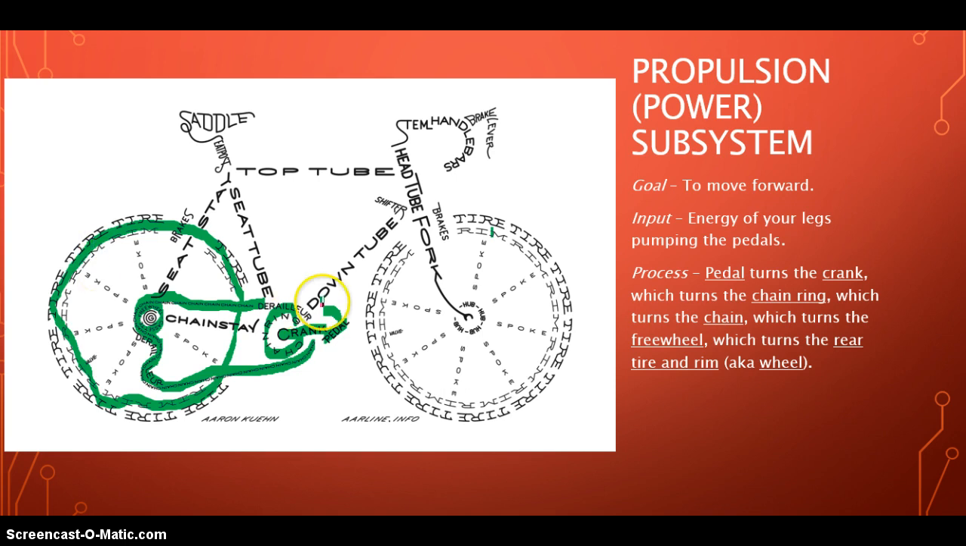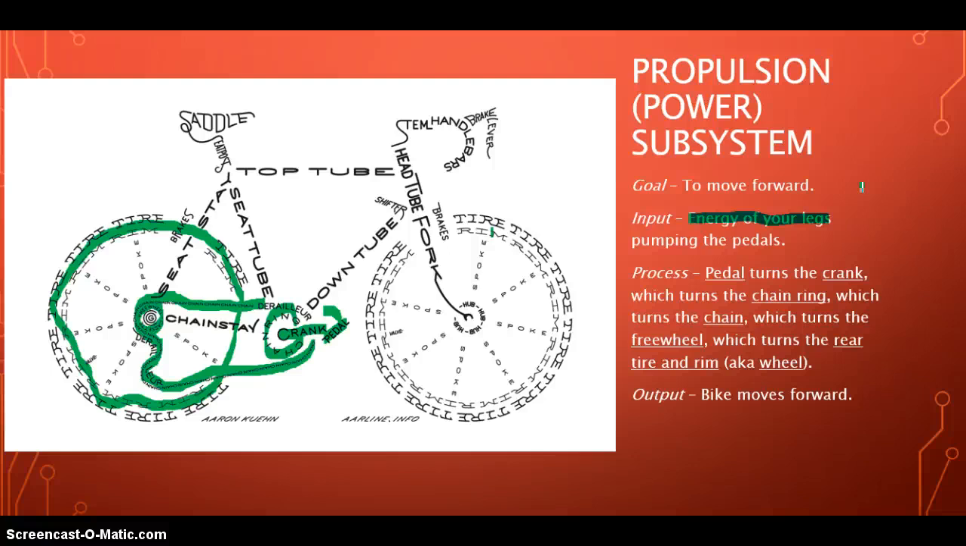So that's the process. When we push down on the pedal with our legs, we turn the crank, which turns the chain ring, which turns the chain, which turns the freewheel, which turns the rear tire and rim, otherwise known as the wheel. So that's the process involved with our propulsion subsystem, all starting with energy from our legs pushing down on those pedals. The output, we hope, if all goes according to plan, is that our bike will move forward. But as we've learned, sometimes with systems, they don't always work out the way we want.